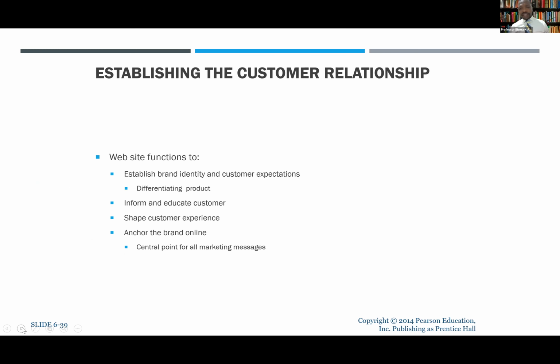Establishing the customer relationship. Our website functions to establish brand identity and customer expectations, differentiate the product, inform and educate the consumer, shape the customer experience, and anchor the brand online. An essential point is that all of the marketing messages are extremely important in that particular space.